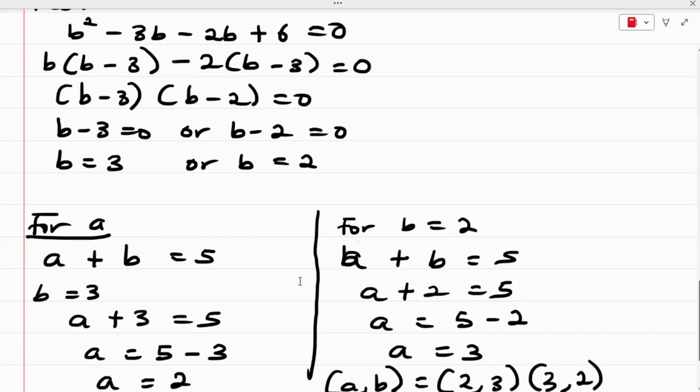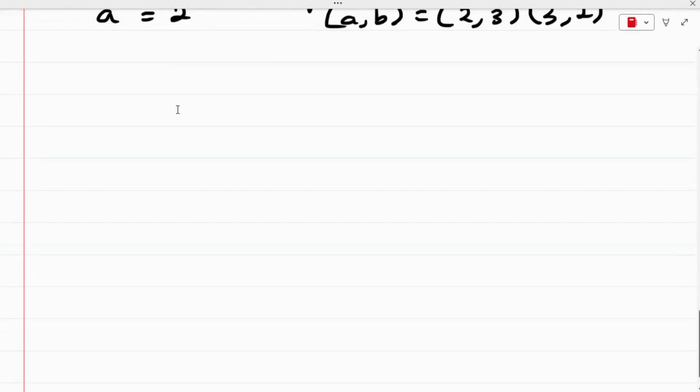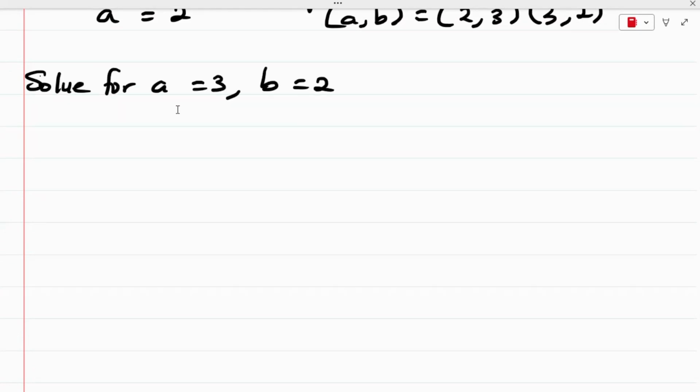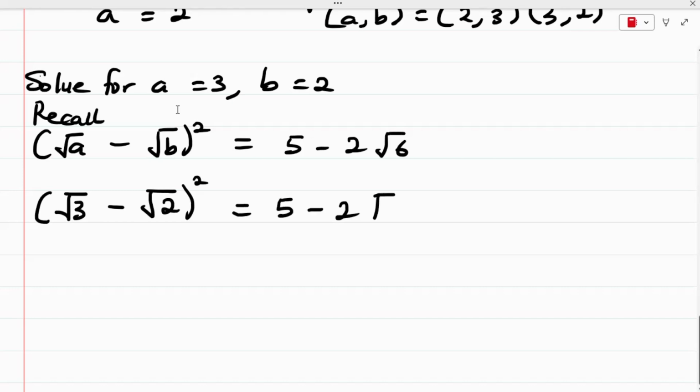So right here, guys, I'm simply just going to work with a and b, which is when it is 3 and 2. So right here, we are going to solve for a equals 3 and b equals 2. So we want to work with this right here. But now you want to simply recall that we said that the square root of a minus the square root of b, all squared, is equal to 5 minus 2 root 6, right? And we already have the values for a and b. So this is going to become the square root of a, which is 3, minus the square root of b, which is 2, all squared, is equal to 5 minus 2 root 6.